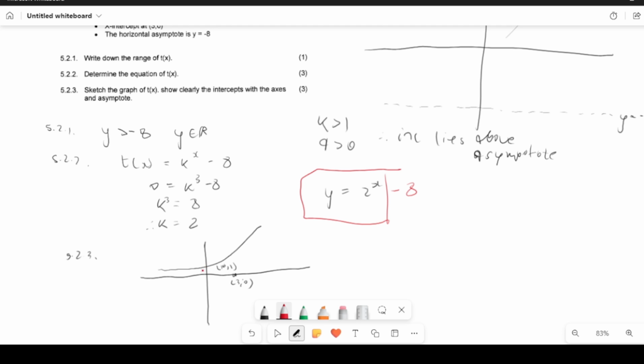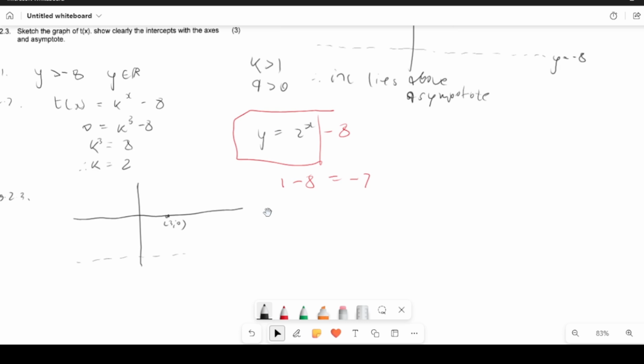So at this point here of the parent function, it was 0 and 1. So I'm just going to say 1 minus 8, because I'm going to shift it down by 8 units, and it gives us minus 7. So our function should look like this. We have y is equal to minus 8. The function should go from here, go up. Call this point 3.